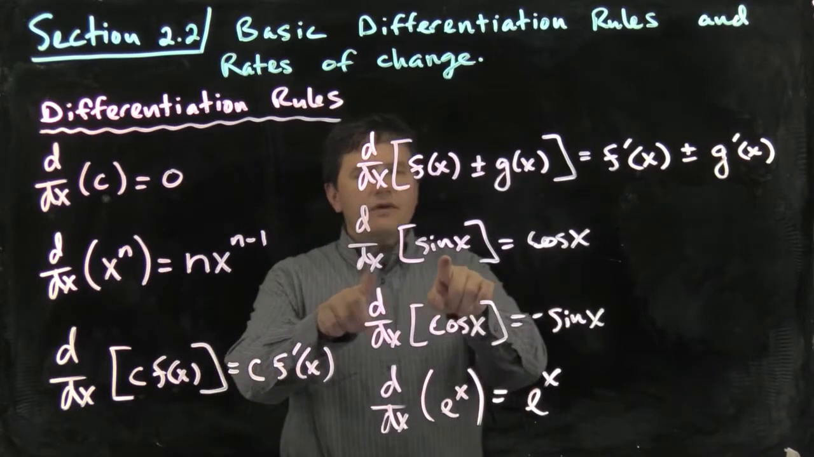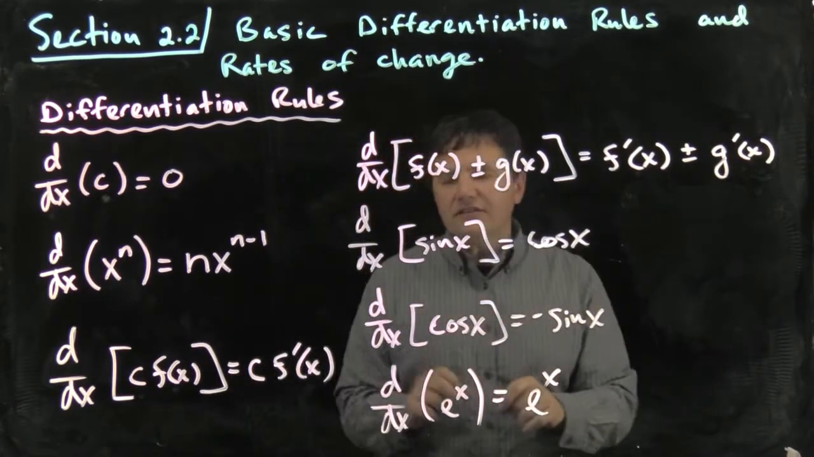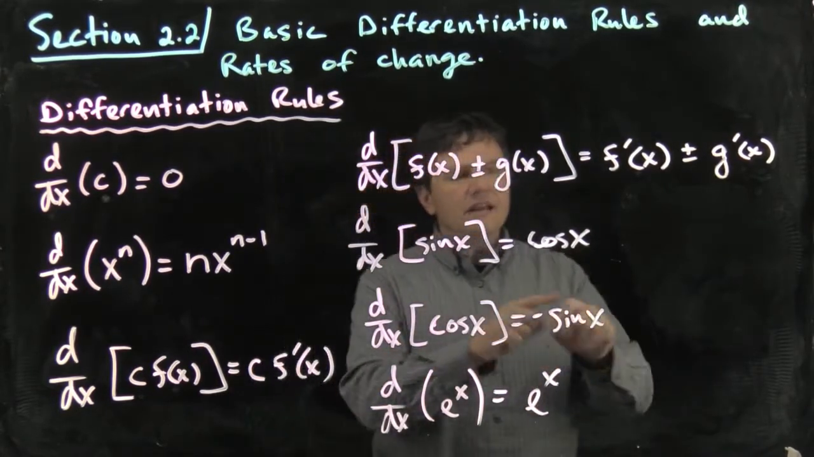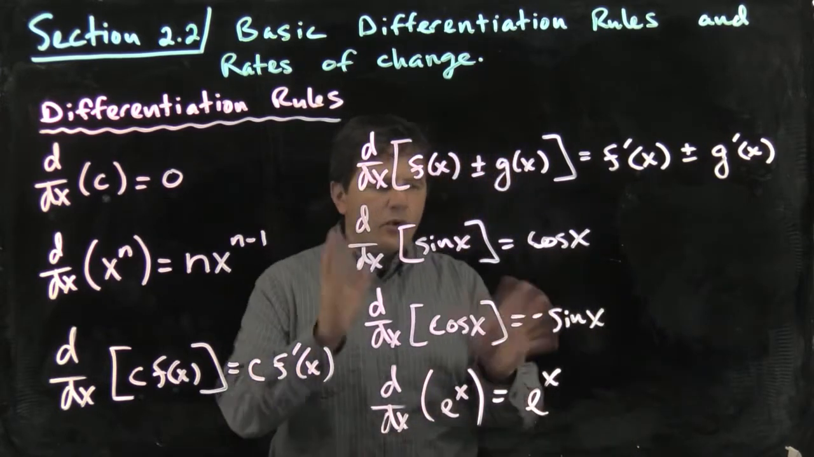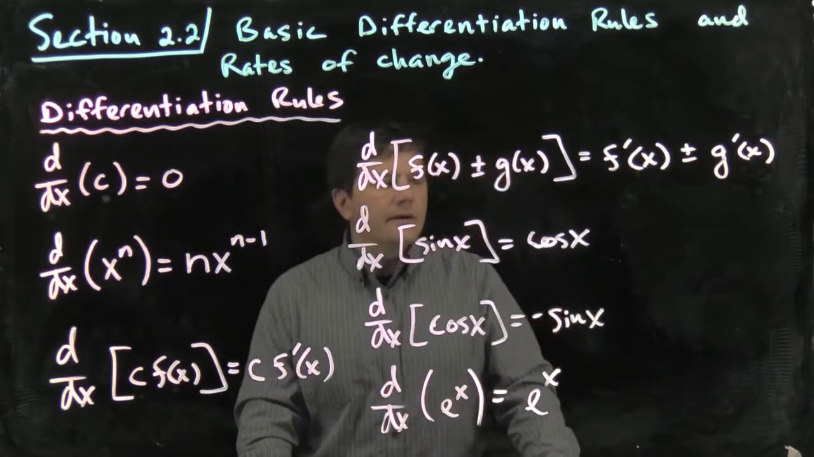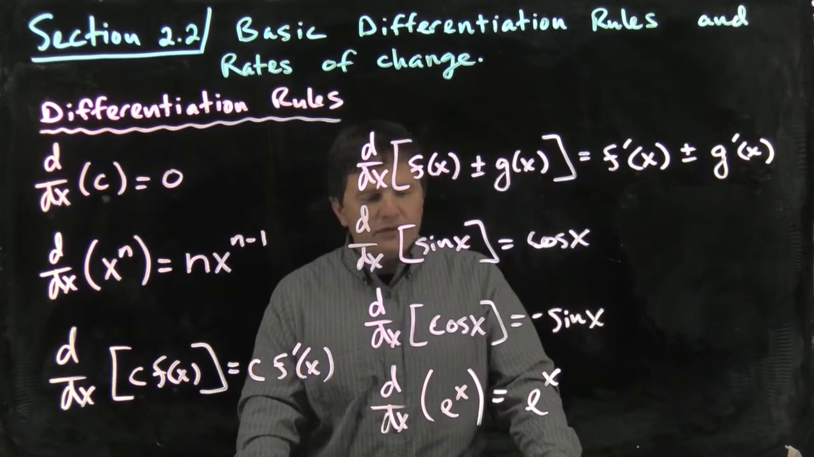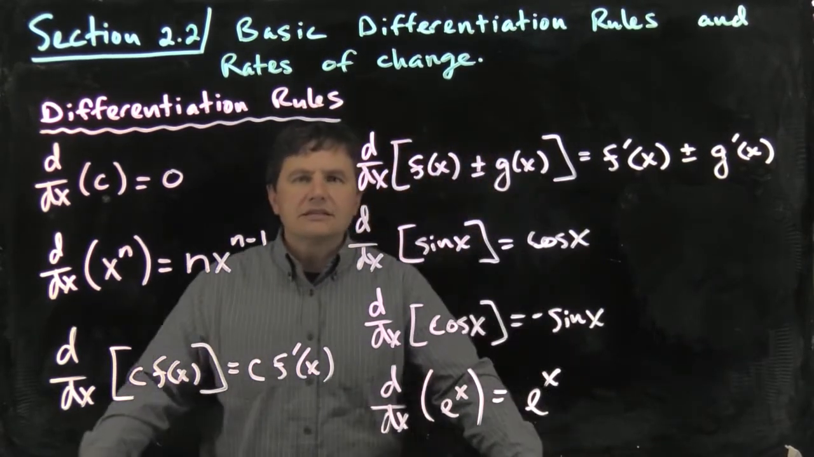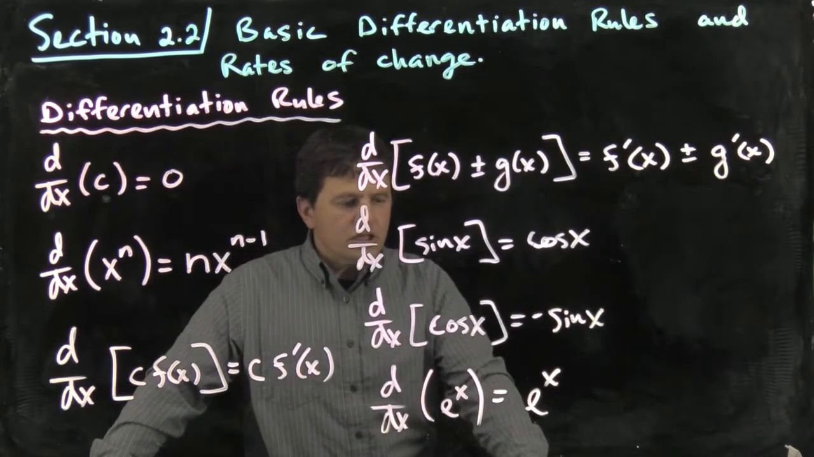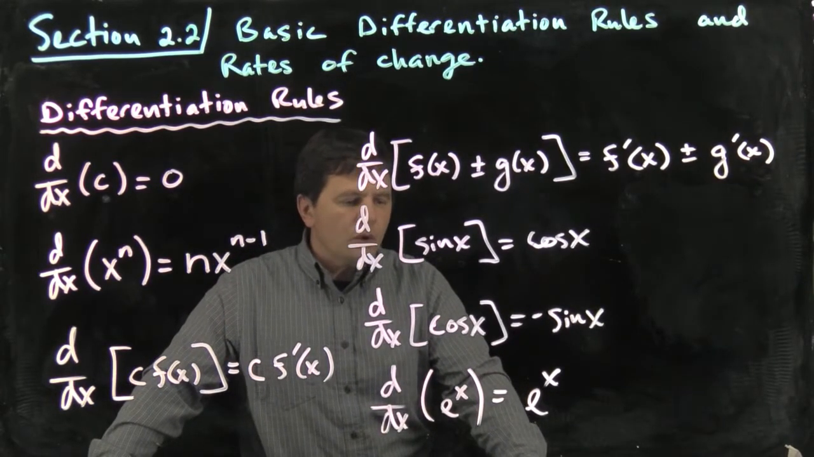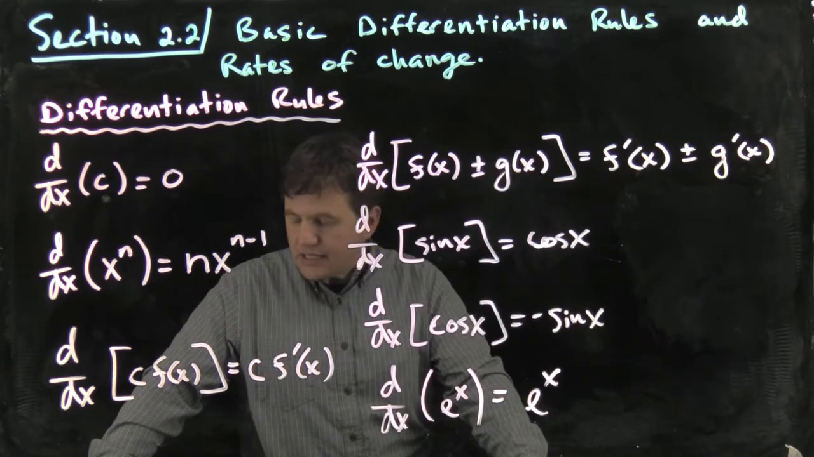Okay. Derivative of sine x is cosine x. The derivative of cosine x is negative sine x. And at some point we'll talk about how these things work graphically. And then the final derivative is the derivative of e to the x is e to the x. That is actually the only function that is its own derivative. Okay? So the derivative of e to the x is e to the x.